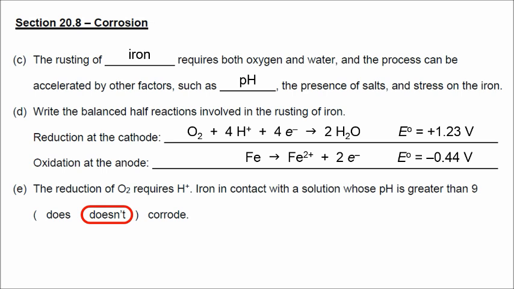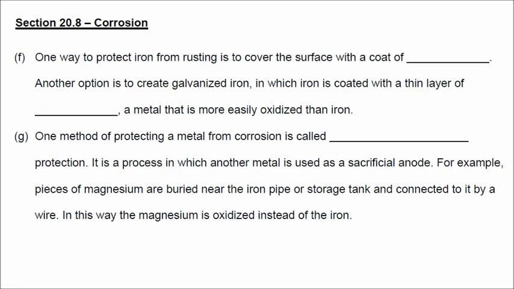And because we need H+ ions, if you have a pH greater than 9, then there are not enough H+ ions to make it rust. So one way to protect iron is to put it in a basic solution, and it doesn't corrode. You can also cover the iron with a coat of paint, or you can galvanize the iron, which is a thin layer of zinc, and zinc will get oxidized and protect the iron.